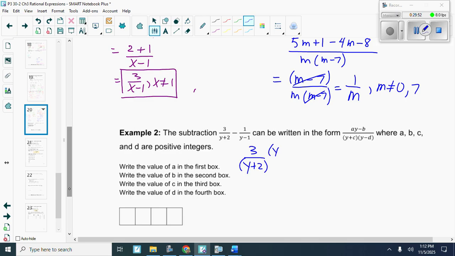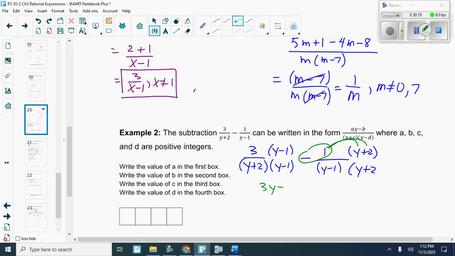So we got to multiply by y minus 1. It's a subtraction. So we have the y minus 1, and we're going to multiply by what we're missing, the y plus 2. Don't forget, when we multiply, we take the sign with us. So we have 3y minus 3 minus y minus 2 all over y plus 2, y minus 1. And that equals 2y minus 5.